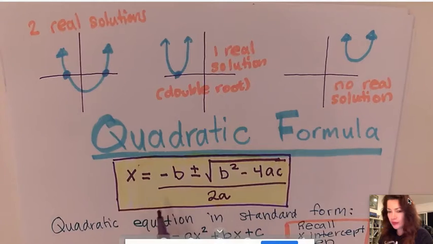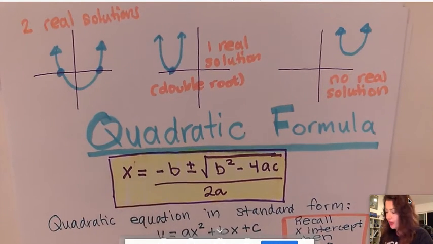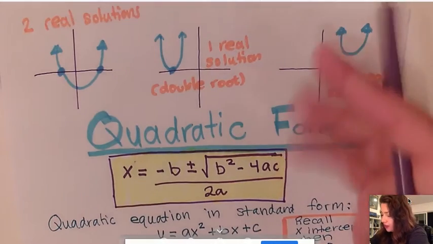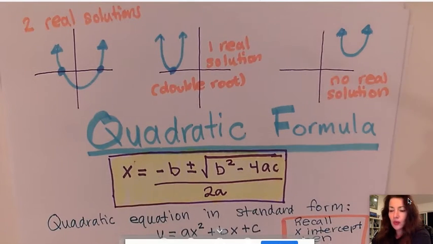If you look at the quadratic formula, we have x equals negative b plus or minus the square root of b squared minus 4ac, over 2a. And I'm not requesting that you memorize this. You can always reference it, but there is a way to remember.